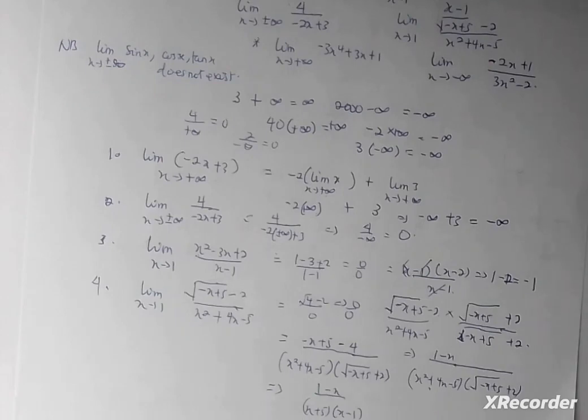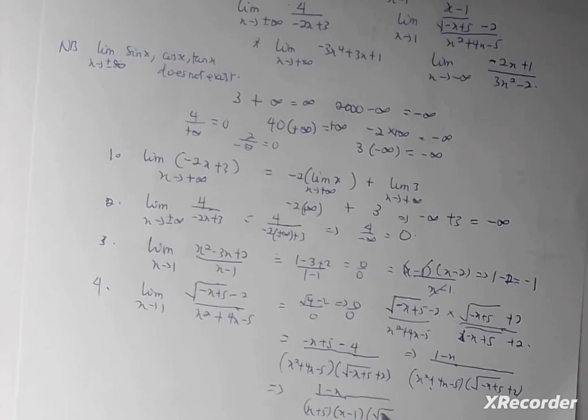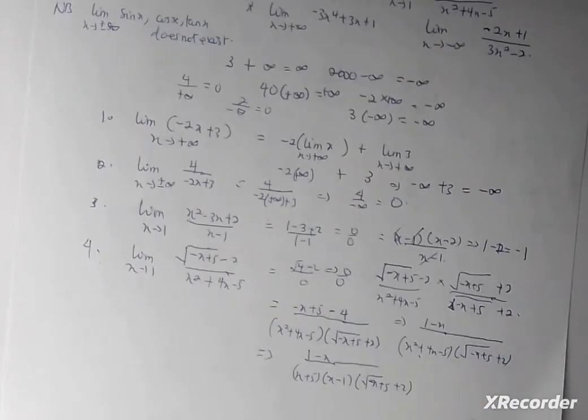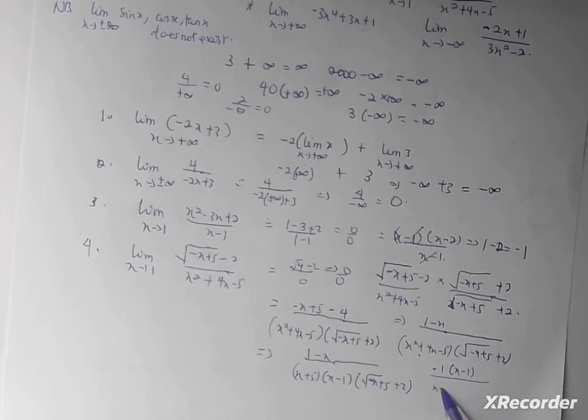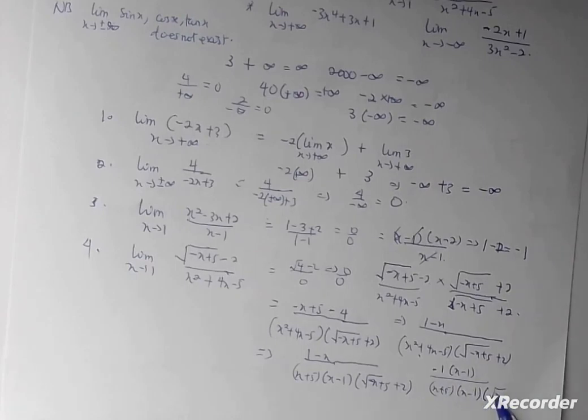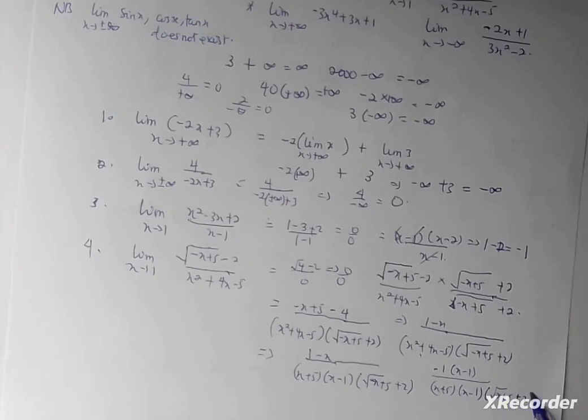So how do I get x minus 1? I simply have this all over the square root of negative x plus 5 then plus 2. Sorry. So once I get this, I'm good to go. I know that when I take negative 1 out, this is going to change to x minus 1. So I'm going to have something like negative 1 times x minus 1 all over the expression x plus 5 times x minus 1, then the square root of negative x plus 5 then plus 2.